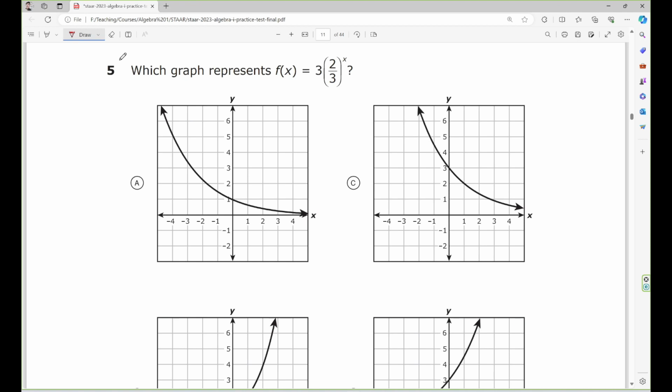Let's move on to number 5. Which graph represents f of x equal 3 times 2/3 to the x? You look at this one. This is called the common ratio. The common ratio is less than 1. This is called a decay function. So how does a decay function look like? It looks like this, going down from the left. If this one is greater than 1, this is called a growth function.